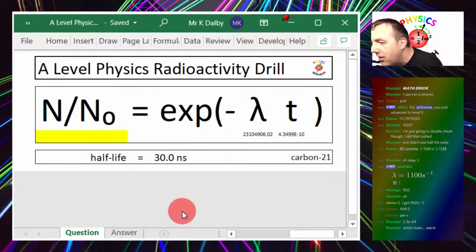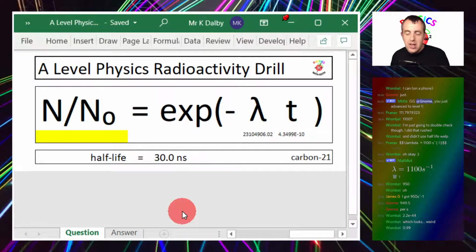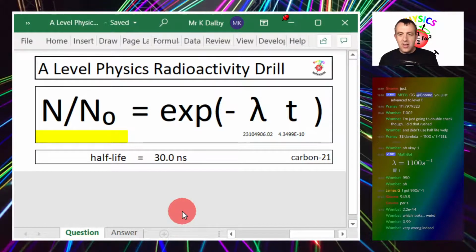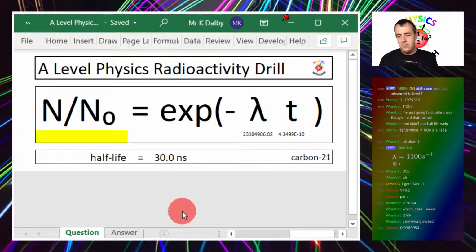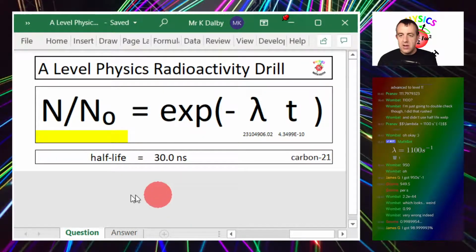104.996.02 43 4.3499E 10 minus multiply sine. Well, I didn't get that, sir. I didn't get that, Wombat. I got, well, yeah, I got what you got the second time round. Yeah. Yep, exactly what I got, James.